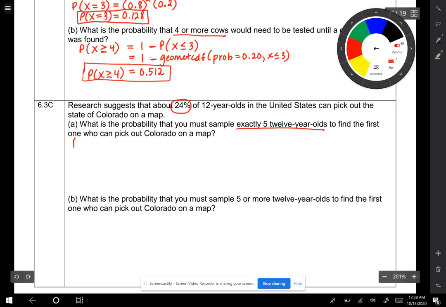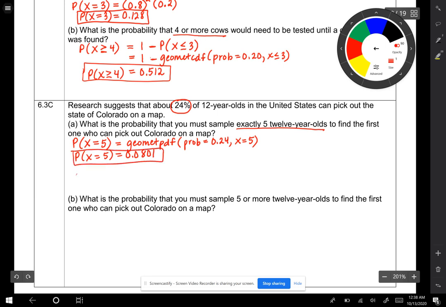So the probability, this is exact, so X equals 5, is equal to geometric PDF, probability of success is 0.24, X equals 5. And that will give us 0.081, or I'm sorry, 0.0801. So that's your answer.